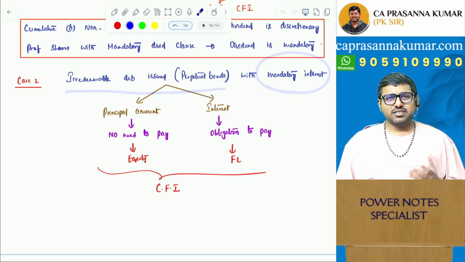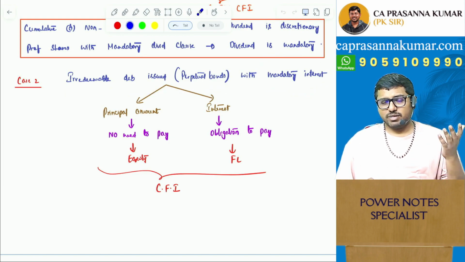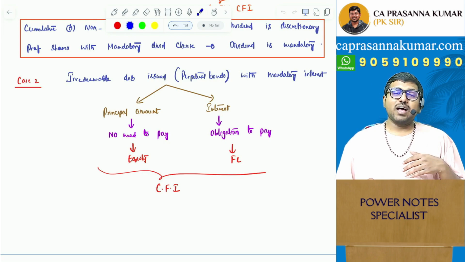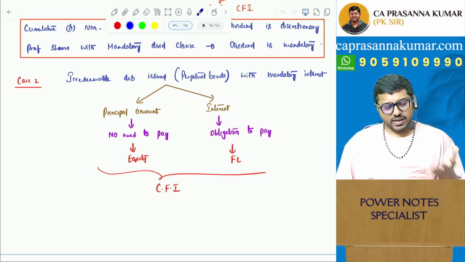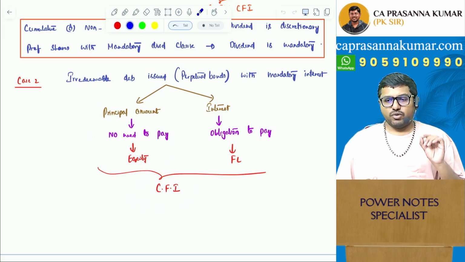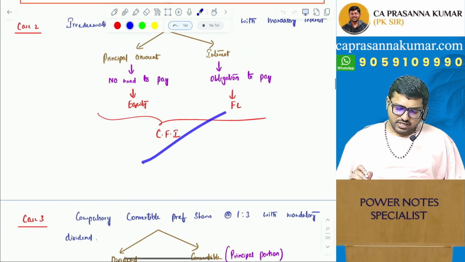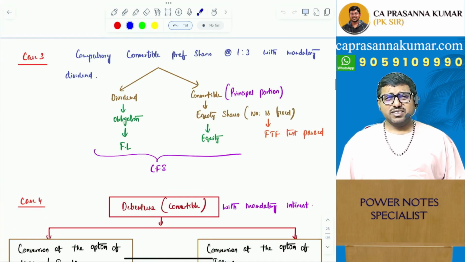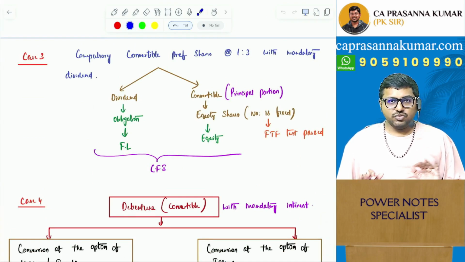Perpetual bonds means it is irredeemable, which means there is no way you're going to redeem it. So when you're not going to redeem it, you don't have any obligation to pay cash. Therefore, that will satisfy the definition of equity. Finally, it is a compound financial instrument. Fantastic. Easy peasy. This concept is easy because we have solved sums and seen this so many times. That is the reason you are now pretty comfortable.